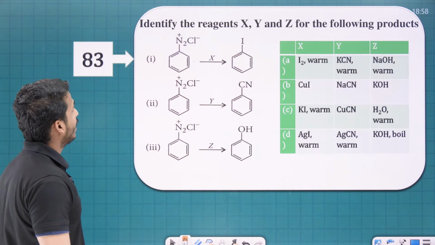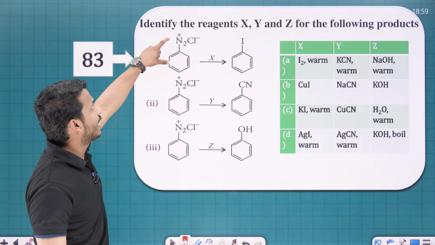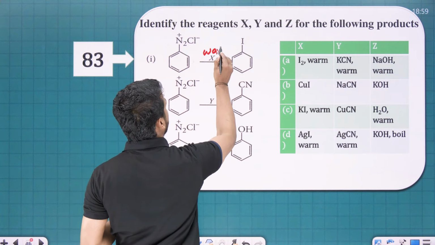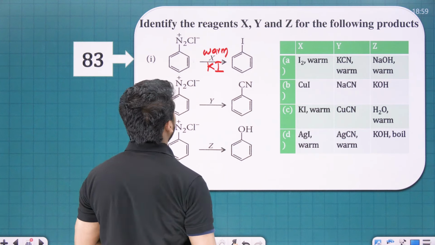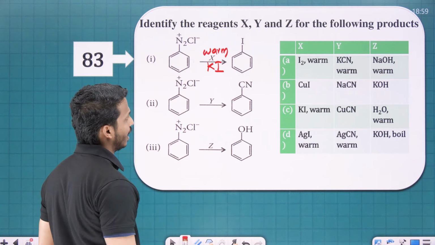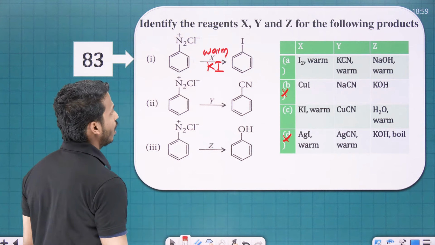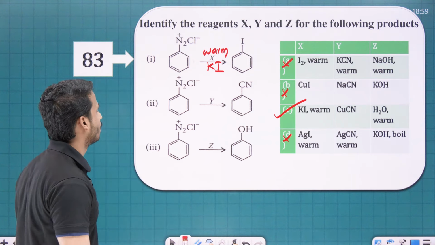Next one, identify the reagent for the following conversion. This is benzene diazonium chloride. If you want to get iodobenzene, what is the reagent we use? Warm KI. So first one we can use the warm KI. Okay, so either option A or C. This is already ready, right? Not I2. That's also option C, the correct one. Yes, that's it. Warm KI.